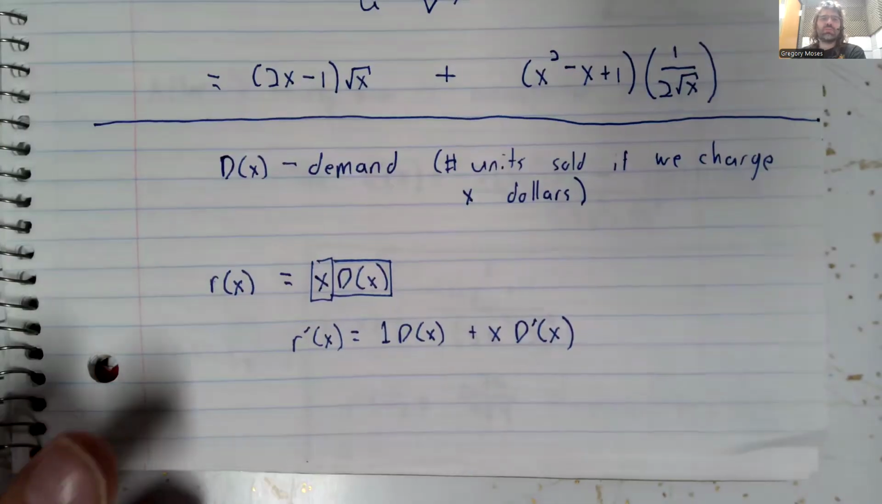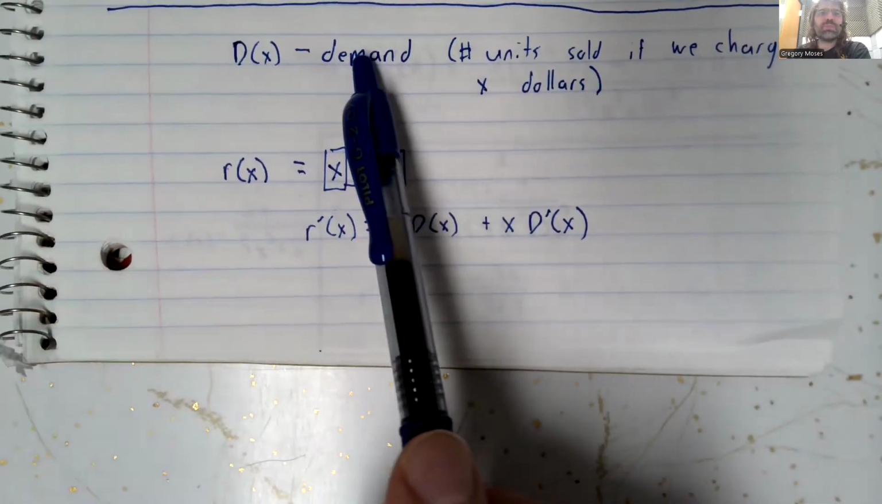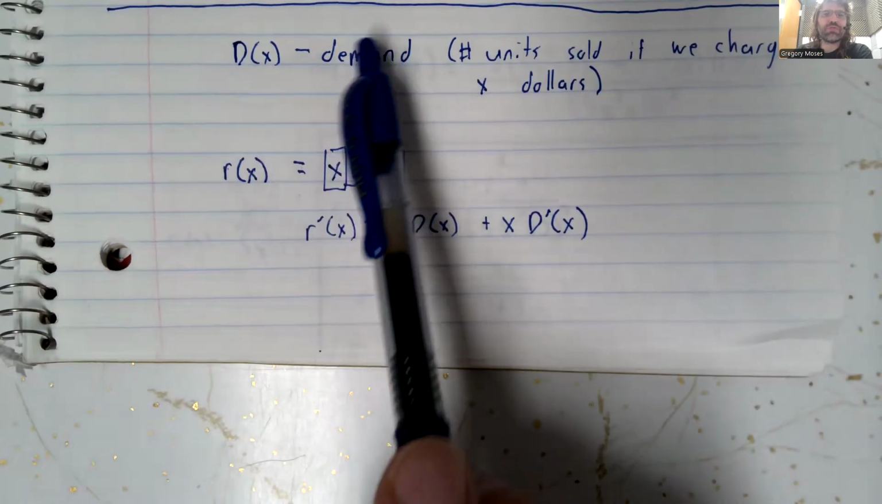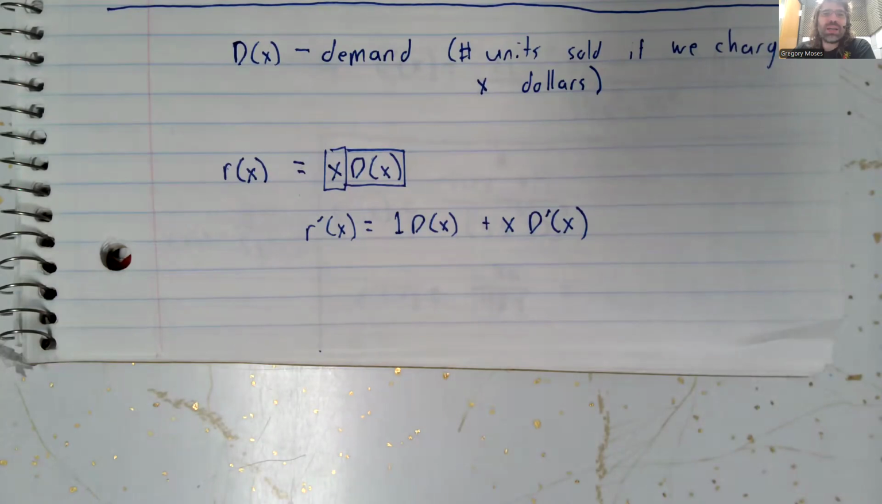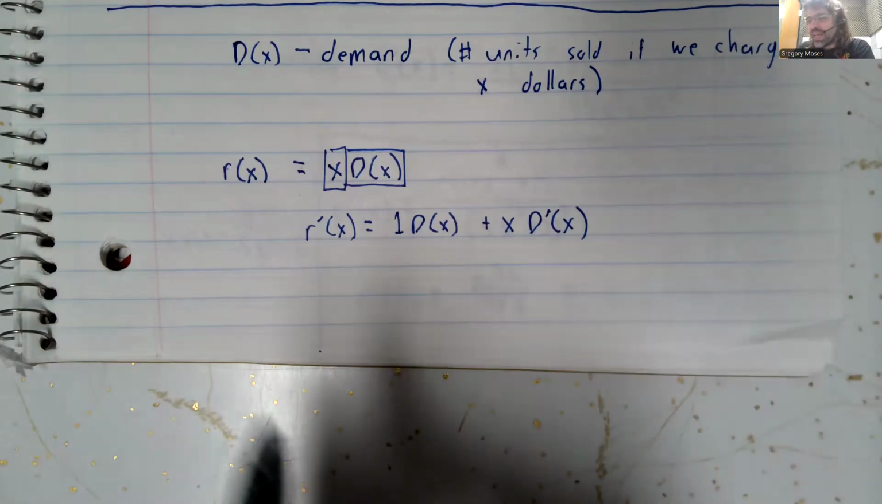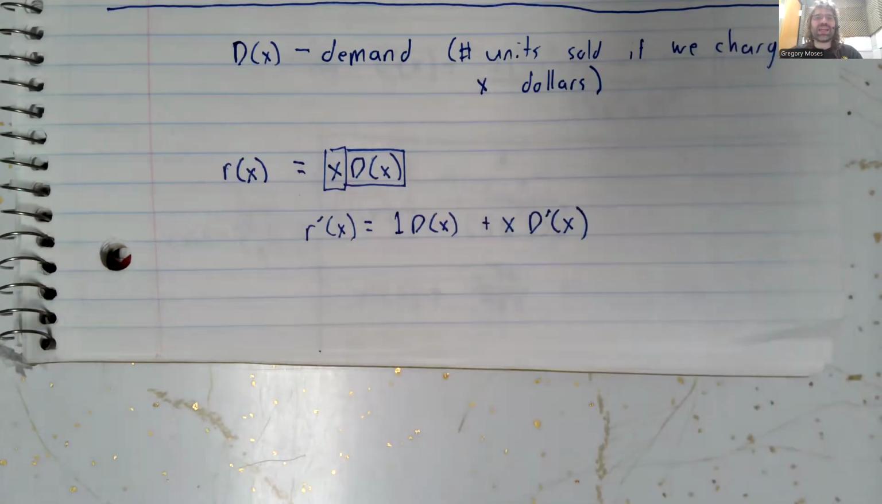Hello again. So let's work through one more example with the quotient rule. The relationship between demand and revenue, I've actually stated as a product. I mean, it is a product. The revenue is x times the demand. That is a product.